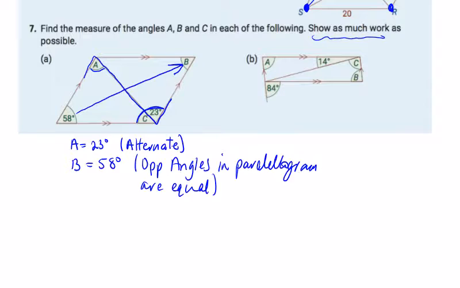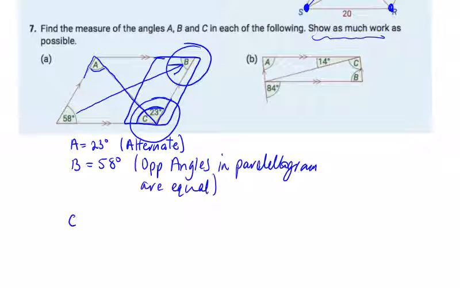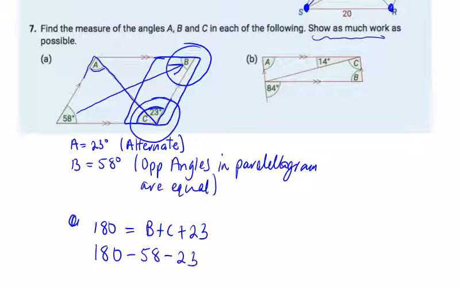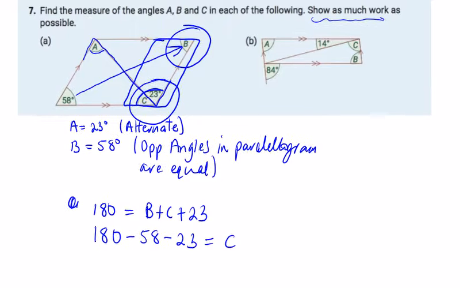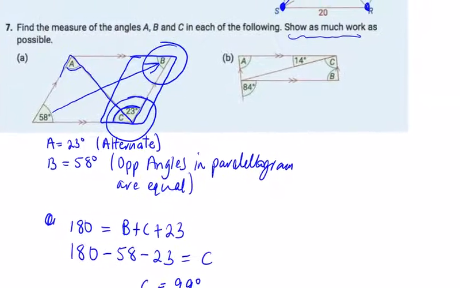So C, we know these two internal angles of a quadrilateral. So this angle on the corner and this angle on the corner equal 180. So why don't we say that? Why don't we say 180, just to write it out, is equal to B plus C plus 23. So 180 minus B, which is 58, minus 23, leaves us with angle C. We're taking away 70 and 11, we're taking away 81. So C is going to be 99 degrees. So just follow each step nice and clearly.